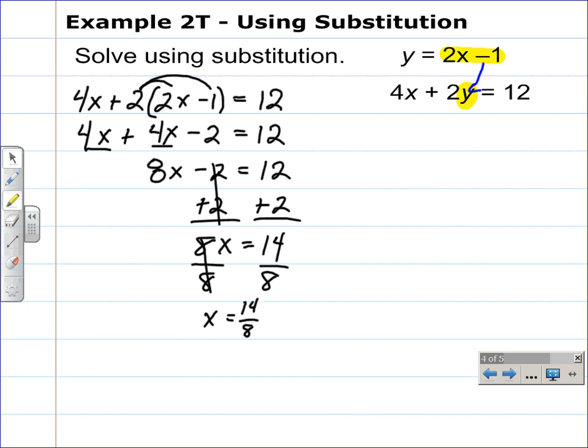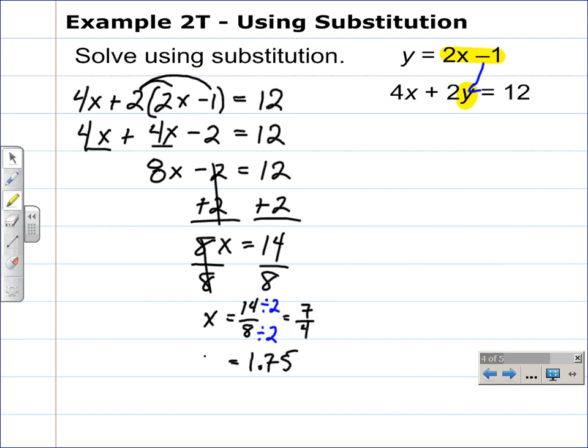But 14 over 8 does reduce. It reduces by a factor of 2. 14 over 8 does reduce to 7 over 4, which also gives the decimal number 1.75. So the x value can be expressed as 7 over 4, 1 3/4, or 1.75.